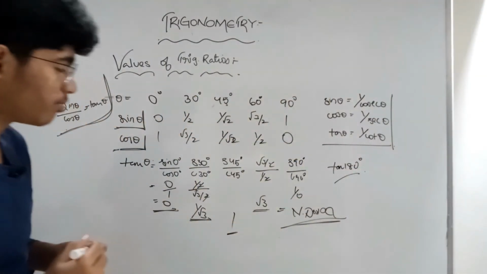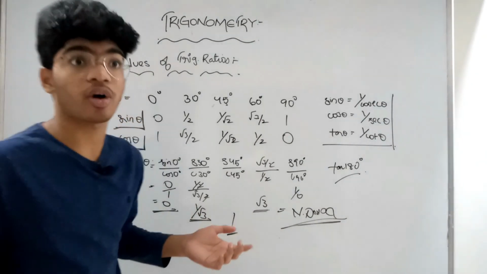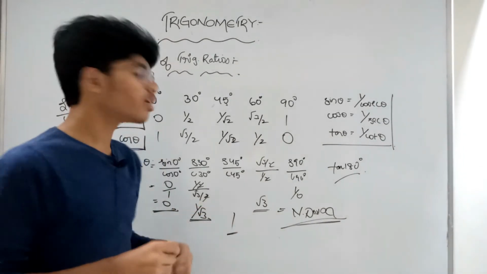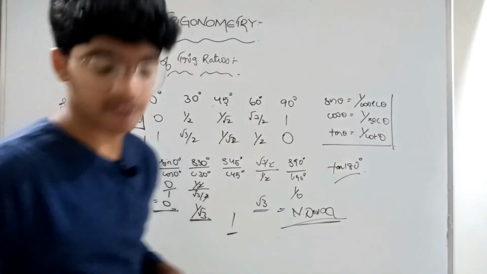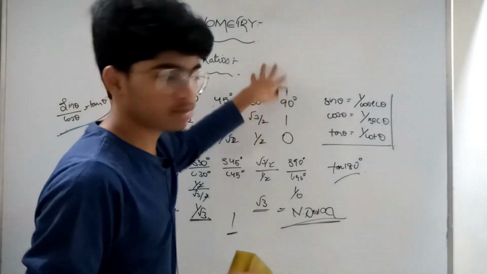You have the question in mind, right? Tan 180, sin 180, cos 180, cos 360, cos 540, cos 1000. What are we going to do if they give such values? For that, you have to watch the next video, because I'm not going to explain that here.